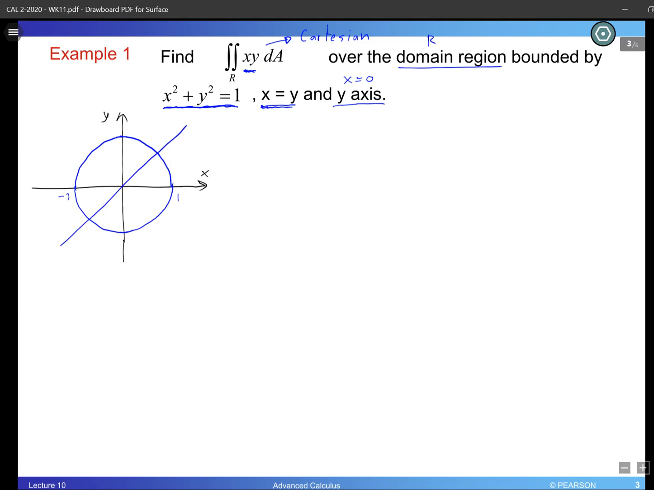Now the last one is the y-axis, which is already there. I'm going to highlight all these lines so that we can see the domain region trapped between these three lines. So it's going to be this, x equal to y, right here. Okay, and next one, y-axis. And the last curve is going to be the circle of radius 1. I'm going to take just one part of that, which is right here, the outer boundary of this region. So this is going to be the domain region of this double integral. Okay, this R right here.